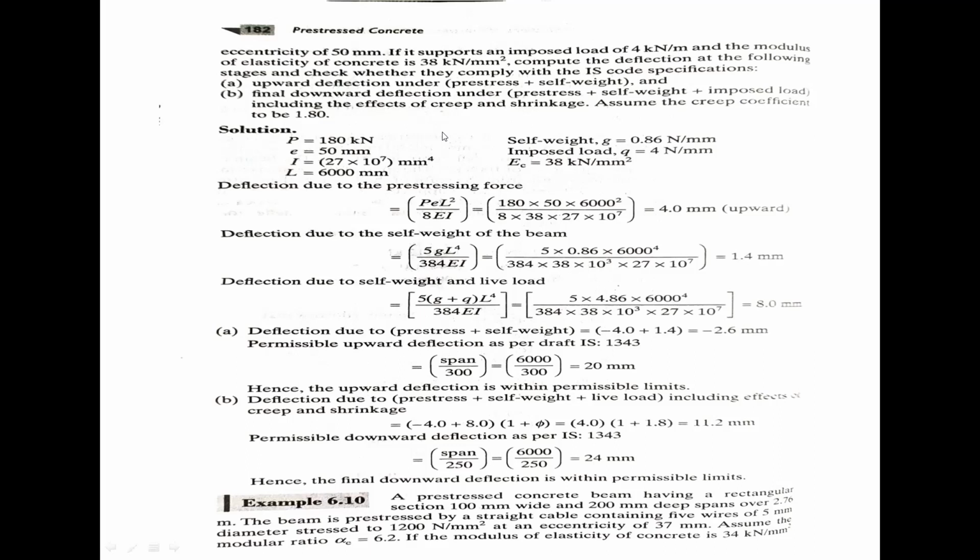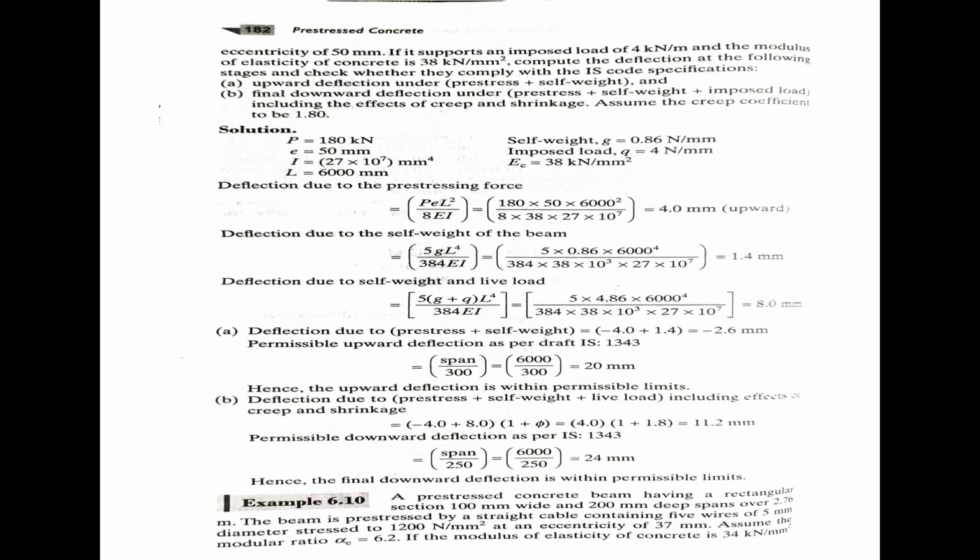Now we have to calculate the deflection due to prestressing force, PeL squared by 8EI. Using this formula for the rectangular section, with a straight tendon profile, PeL squared by 8EI. You have to substitute these values. Finally, upward positive, for upward 4.0 mm.